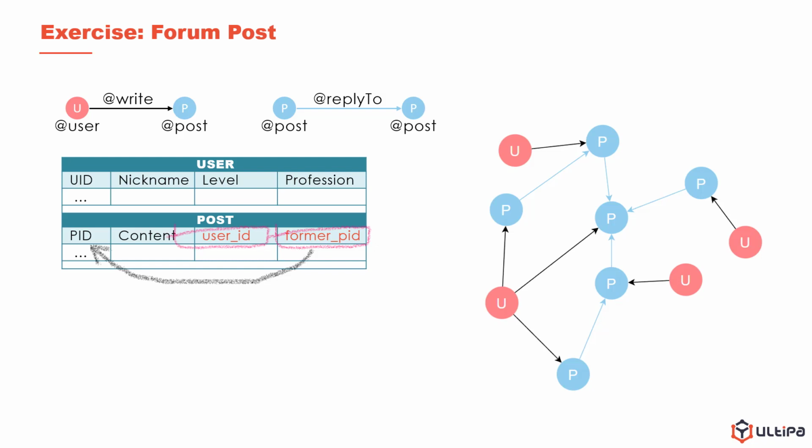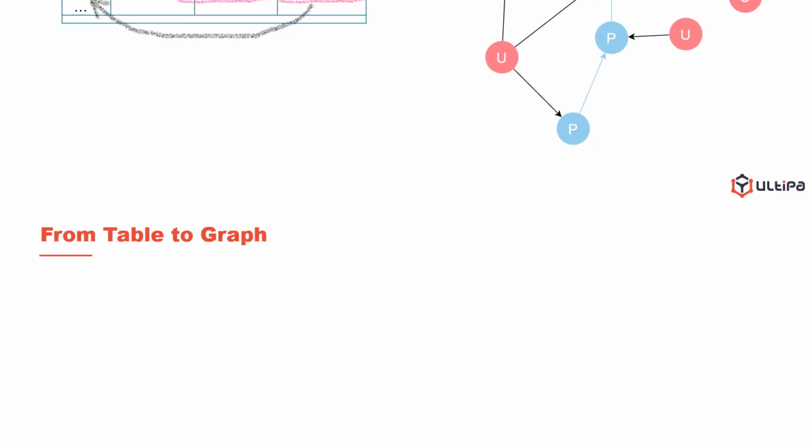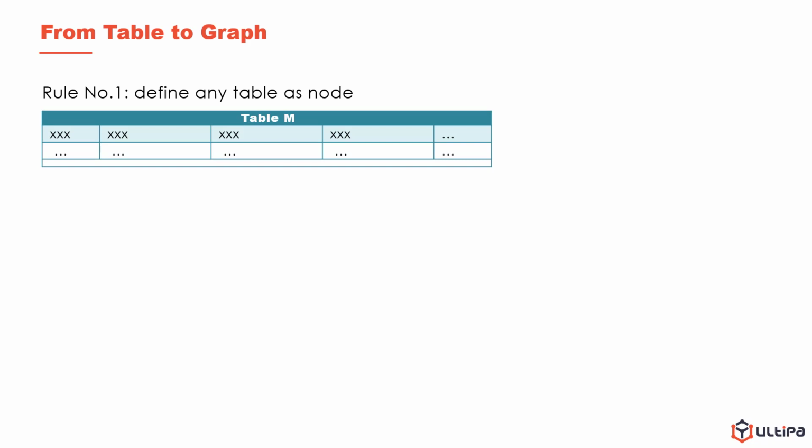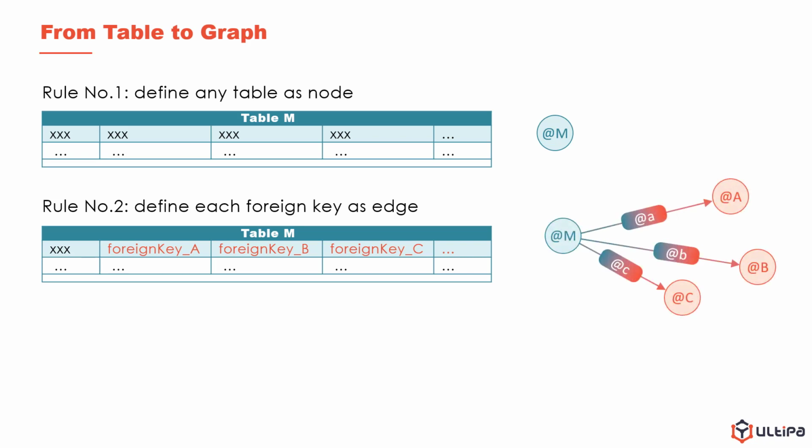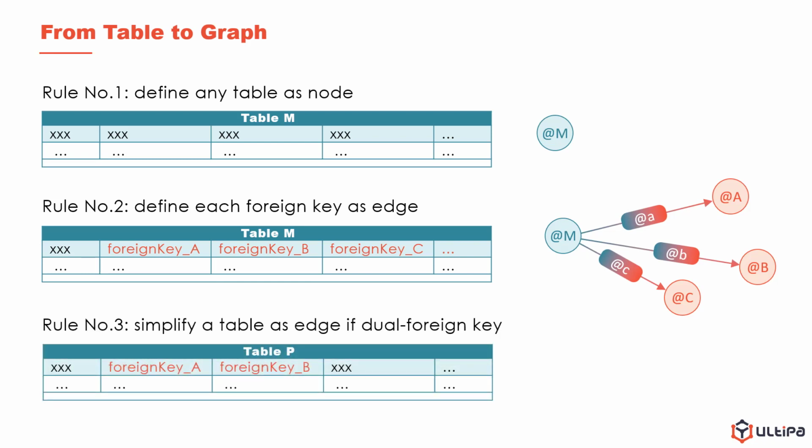Let's review what we've learned so far about converting tables to graph. Basically, any table can be defined as a node schema. For each foreign key that appears in a table, define an edge schema between the node of this table and the node of the foreign table. If a table has only two foreign keys and neither of them refers to the table itself, simplify this table as an edge schema between the two foreign tables.